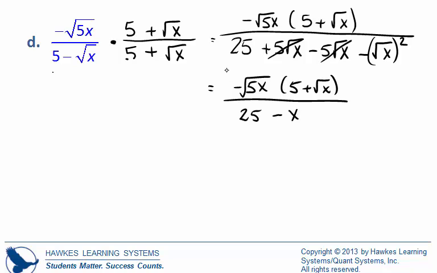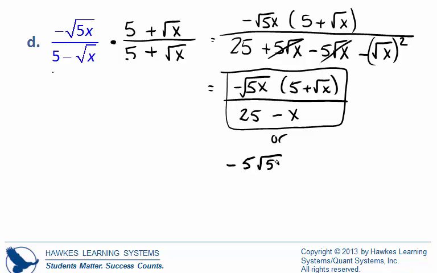So in actuality, we can leave our final answer like this. Or you may see this actual term on the top distributed. So that's another possibility. You could write it negative 5 times the square root of 5x minus the square root of 5x squared over 25 minus x. And in doing this, you actually have now the option of taking the square root of this x squared. So you can simplify just a little bit further going in this direction.